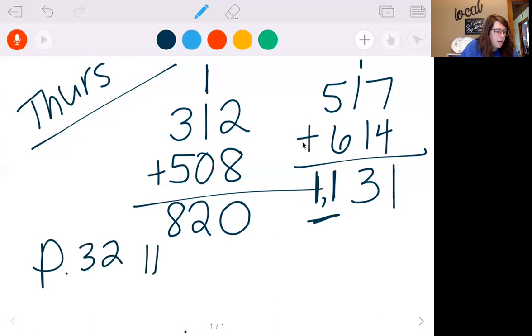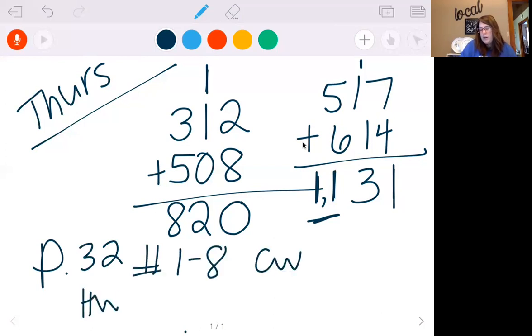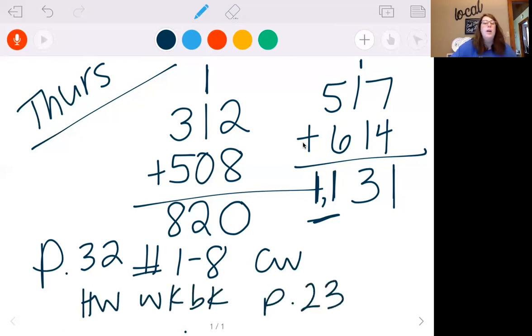All right, so what you're going to do today for classwork is you're going to do page 32, numbers 1 through 8. And for homework, you're going to do workbook, page 23. Keep in mind where you start. Make sure you line your numbers up correctly and make sure that you carry your numbers. You might want to double check your work and do it again just to make sure, whatever works for you. So we're going to practice some more of this tomorrow. So if you don't totally understand it today, look back for Friday's video and we're going to practice some more.